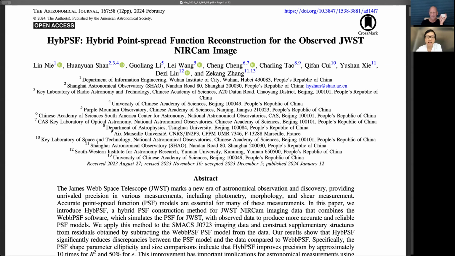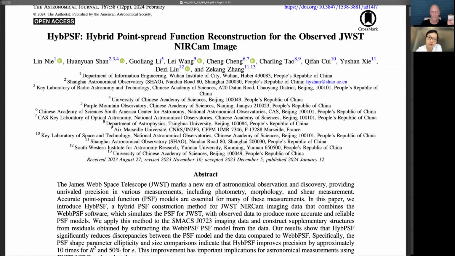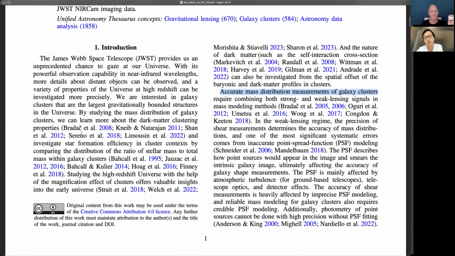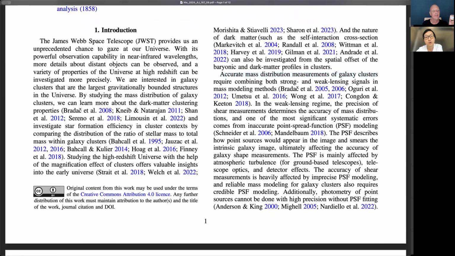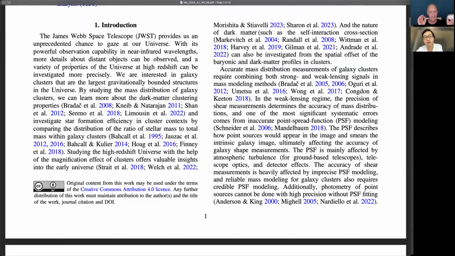Okay. As we all know, the JWST gives us an unprecedented chance to study our universe, because after the first release of the JWST data, a large amount of work focused on the new data. For myself, my study focuses on weak lensing, and the images of this cluster, SMACS 0723, were also released in the first release. So we want to do something with this data.